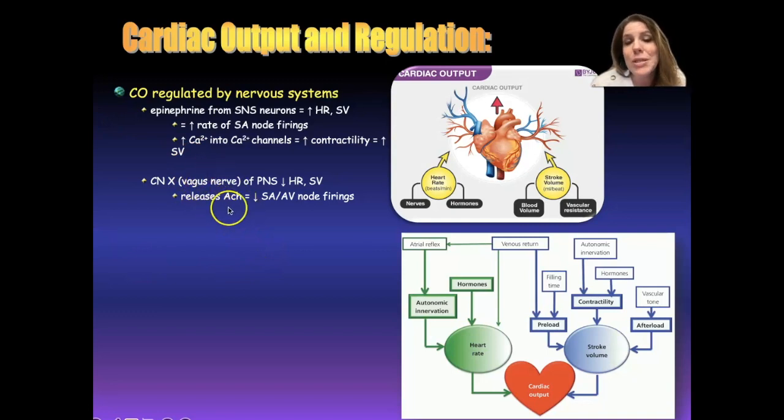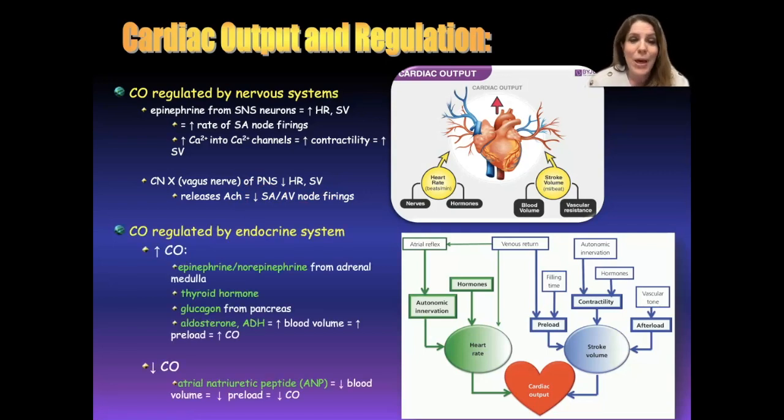Well, it releases a neurotransmitter that acts as the opposite of epinephrine. It releases acetylcholine, and acetylcholine decreases the rate of action potential firing from the SA and AV nodes. So that's how the nervous system affects cardiac output. But as we said, it's also affected directly by the endocrine system. So let's break that into hormones of the endocrine system that can increase cardiac output and those that can decrease the cardiac output. So we've already said epinephrine is something that increases cardiac output.